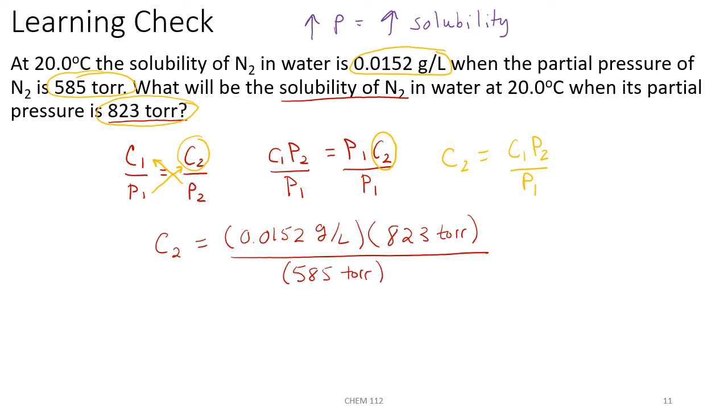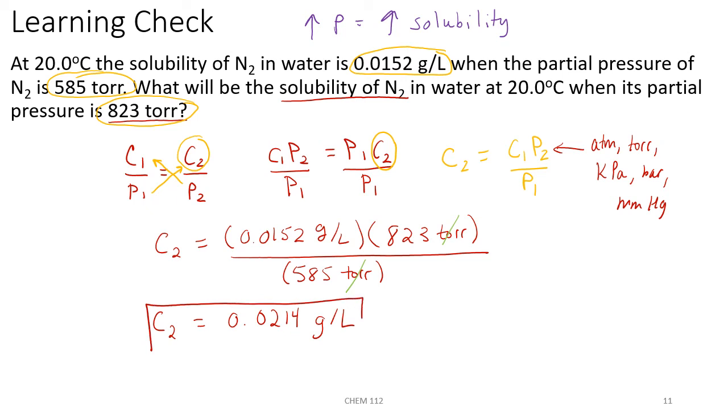Our units for pressure can really be anything as long as they're the same so that they cancel out. We learned units of atmospheres, torr, kilopascals, bar, millimeters of mercury. There are a lot of common pressure units for gases, but we just want to make sure that they're the same. Here we don't have to do any conversion because our units are both in torr, and so they will cancel. That gives us a new solubility of 0.0214 grams per liter. So notice our solubility increased when we increased the pressure.